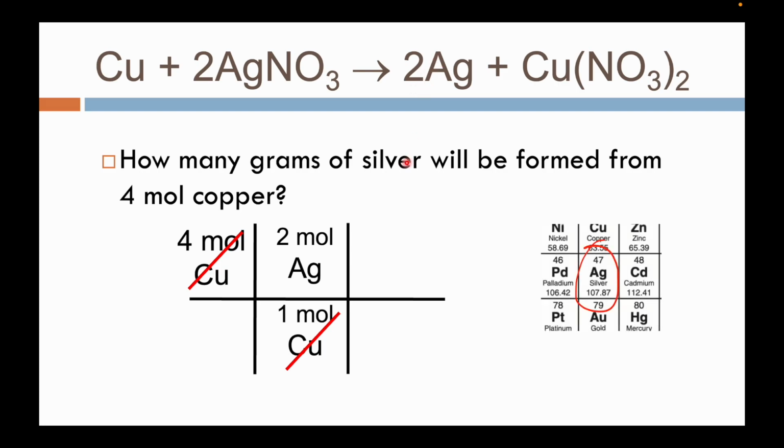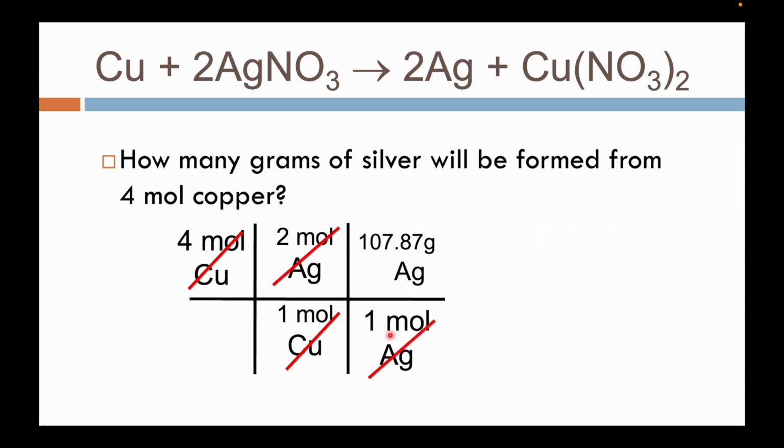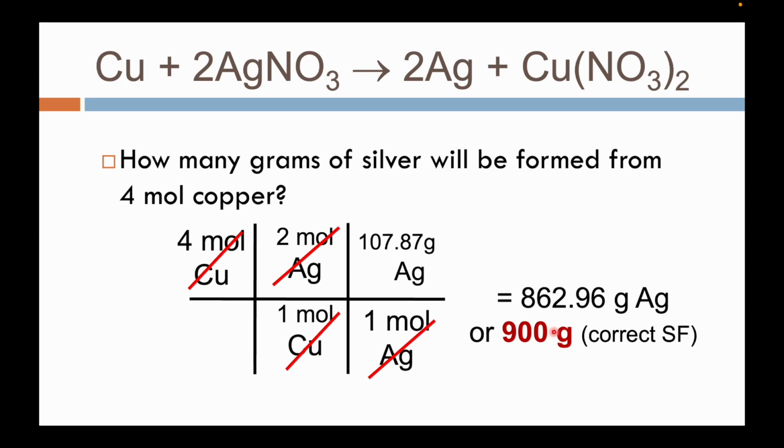So now I need to go to the periodic table and find out how many grams of silver will be in 1 mole of silver. So for every 1 mole of silver, it has a molar mass of 107.87 grams of silver. And I find that from the periodic table. Go ahead and make sure that cancels, and now you can see you're left in grams of silver. Multiply everything on the top, divide everything on the bottom, and you're left with 862.96 grams, or 900 grams if you're using the correct number of sig figs, since there was only one significant figure in the problem.